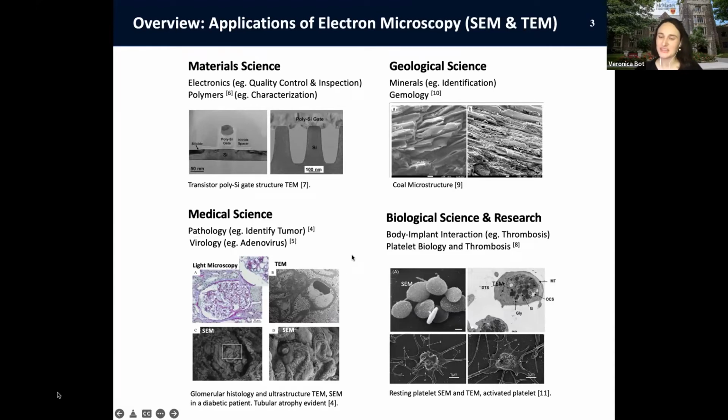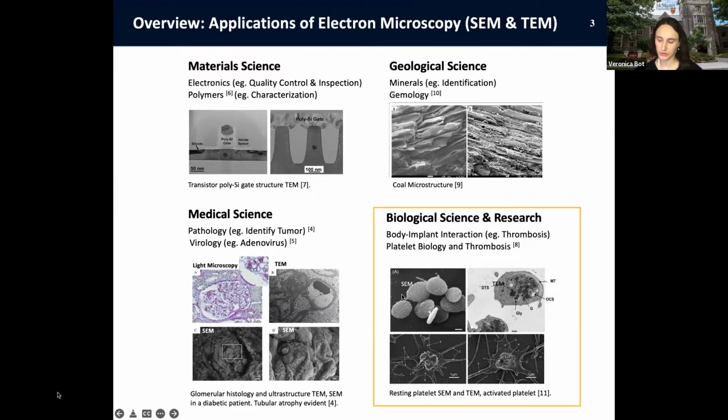And also in research, a very important area. I'm sure that's why you are here. You use EM in your own research. So we can gain insight into body implant interaction, for example, thrombosis or integration of bony implants, whether let's say it's a knee replacement or a hip replacement, really looking at how well that implant integrates with the body. And also platelet biology and thrombosis.